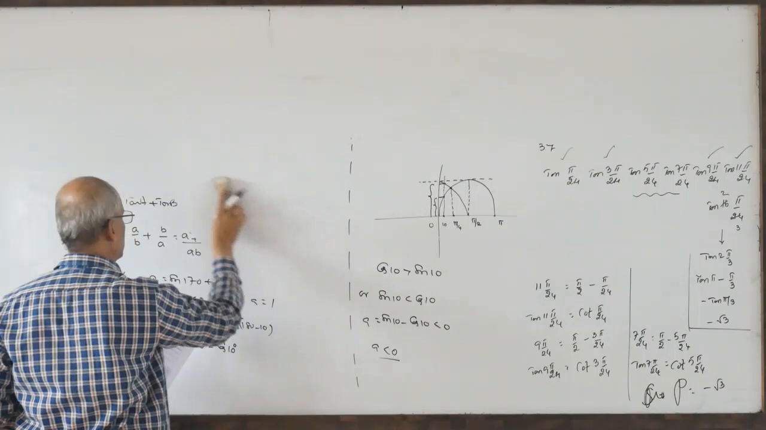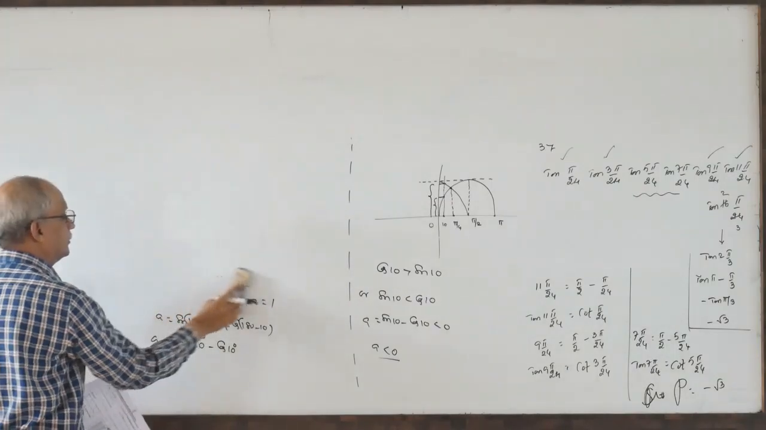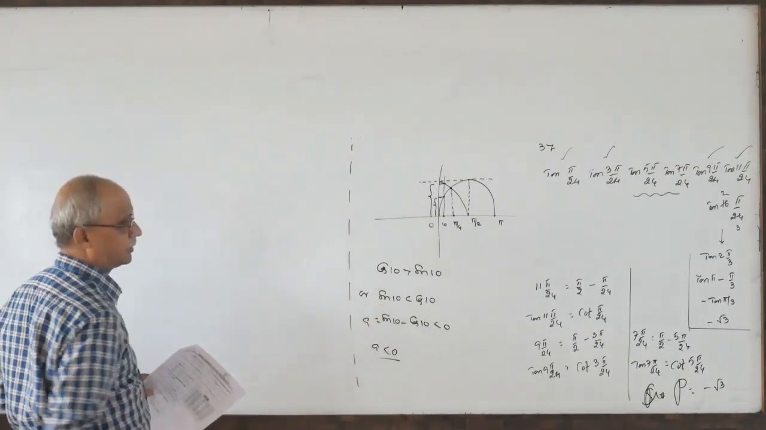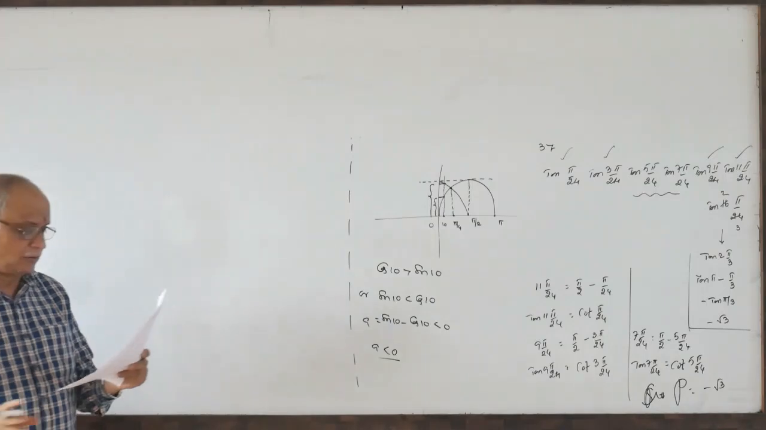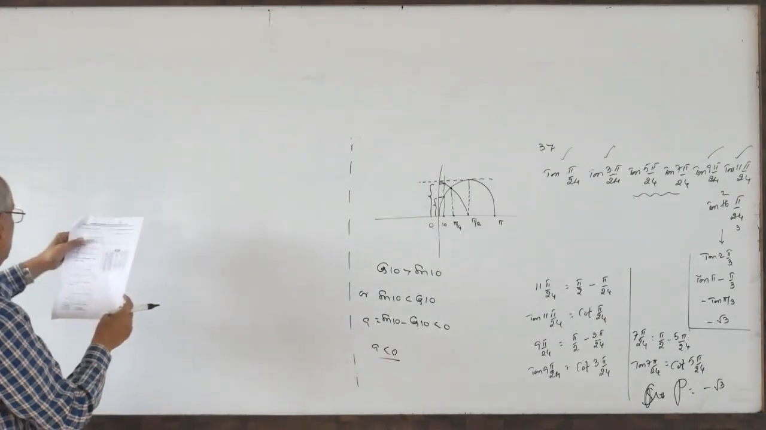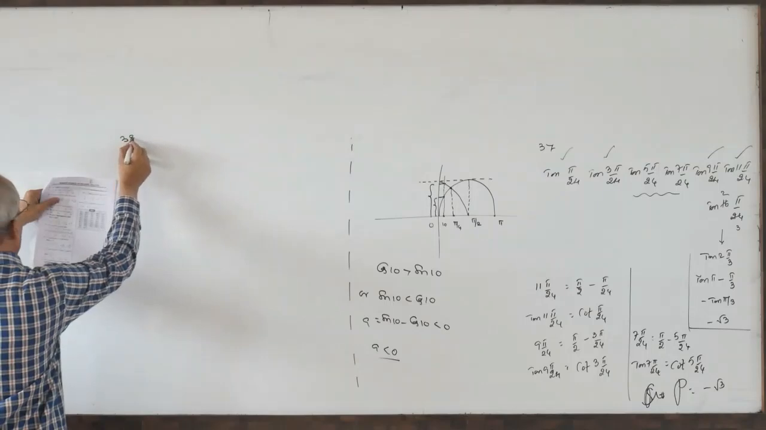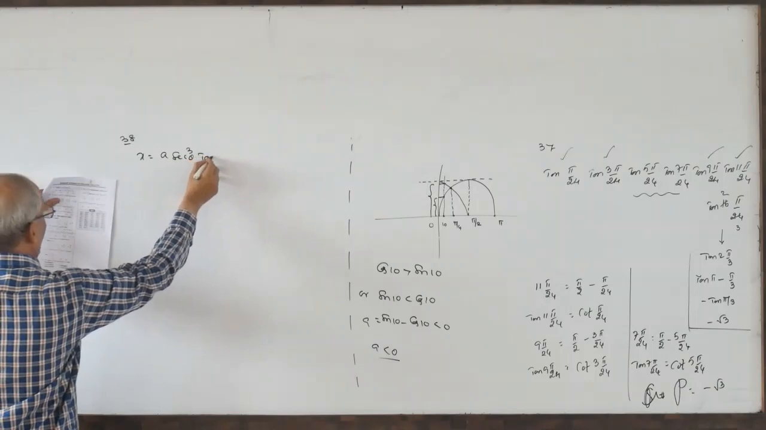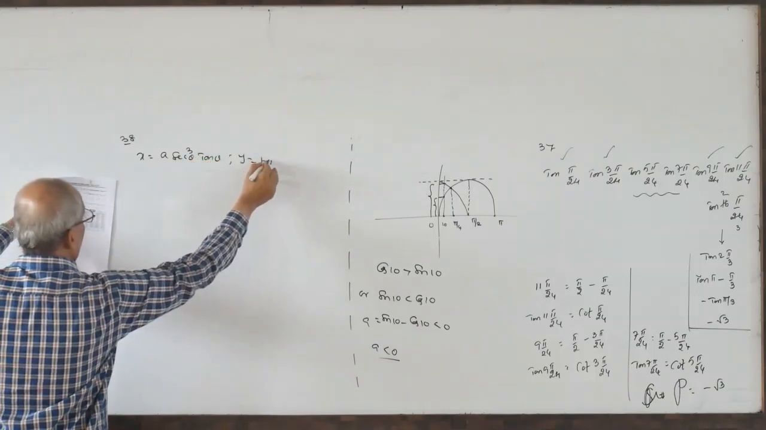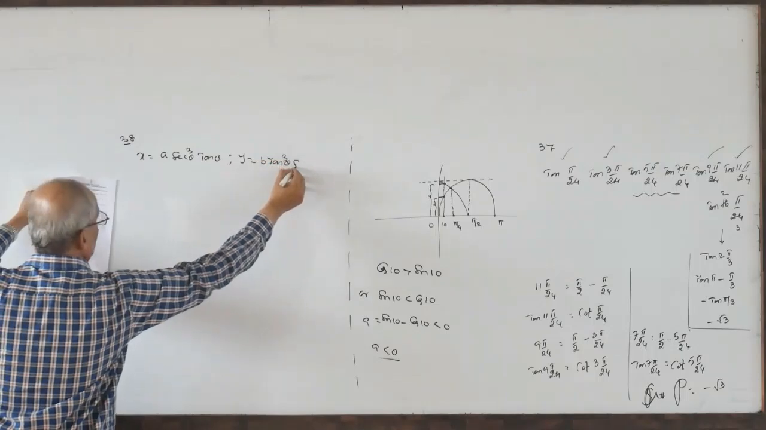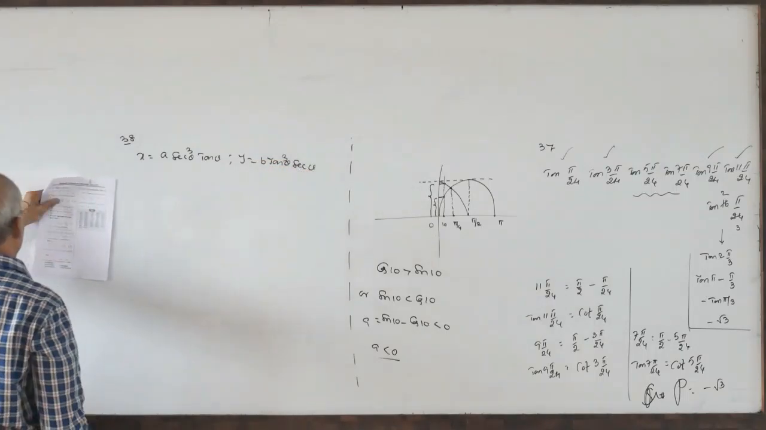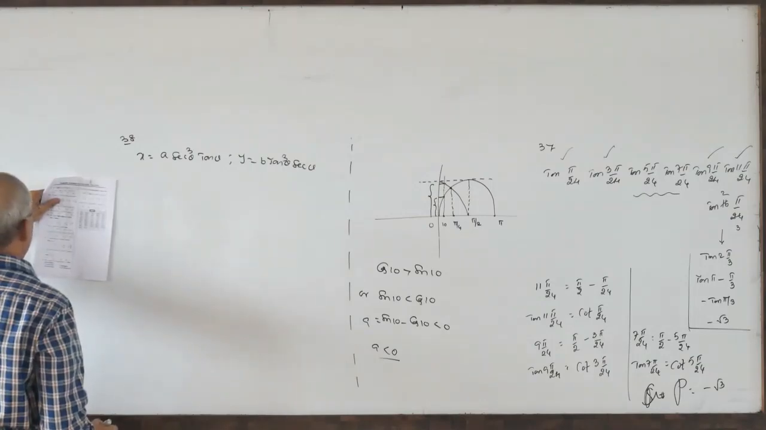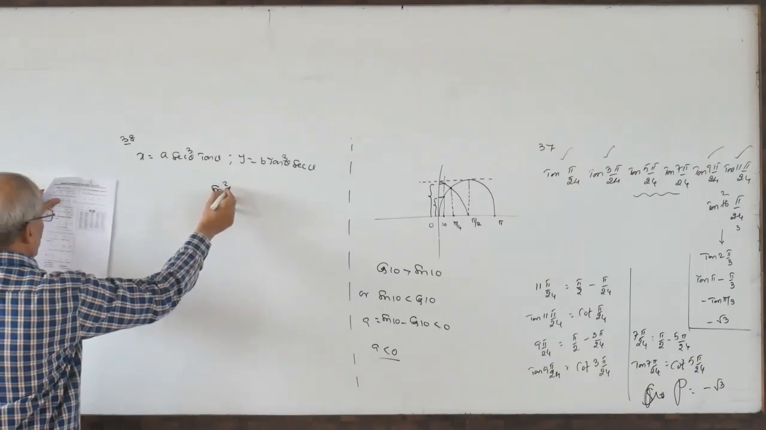So, some problems are direct, with an immediate answer. Some problems are direct and easy, but steps will be there, something calculation. Not difficult, but taking time. This is also 38. X is equal to a secant cube theta into tan theta, Y is b tan cube theta secant theta. Find the sin square theta value. What is sin square theta?